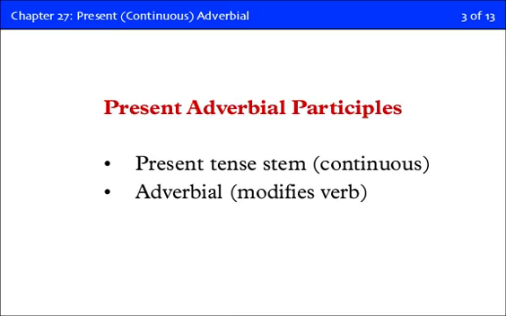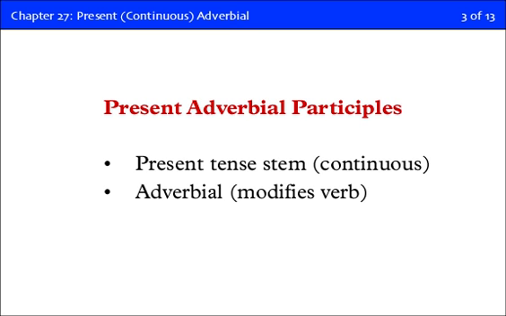In chapter 27, we are going to learn present adverbial participles. In other words, we're only dealing with participles built on the present tense stem, which means they're always going to be what aspect? They're always going to be continuous. Now, how do I know that? Well, because I didn't put any other participles in your exercises. So for right now, they're all present.